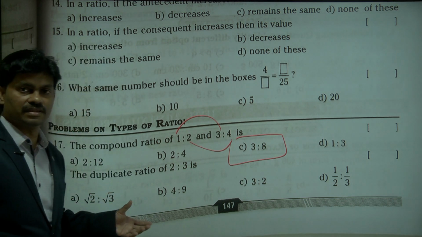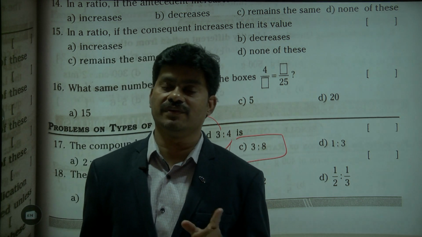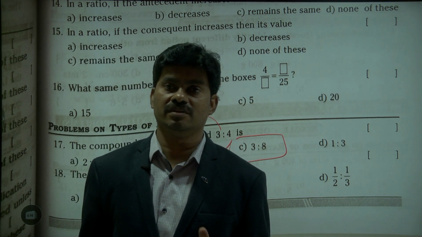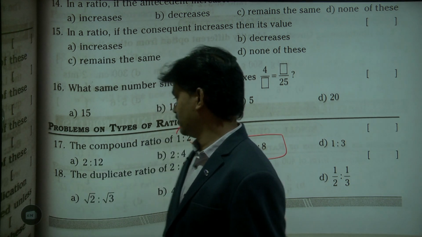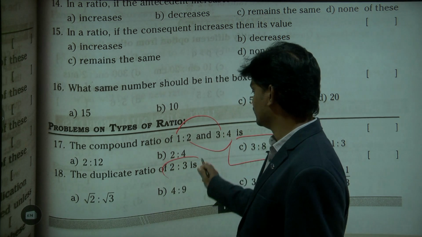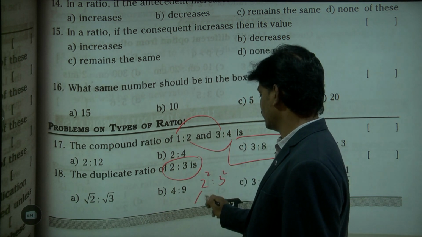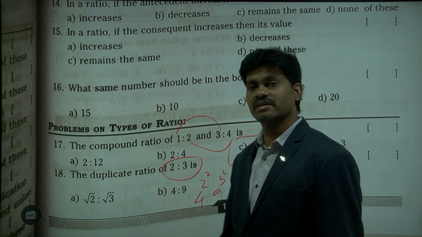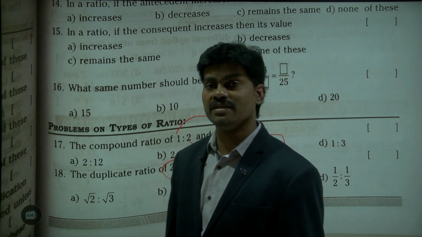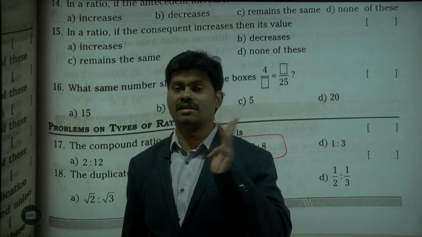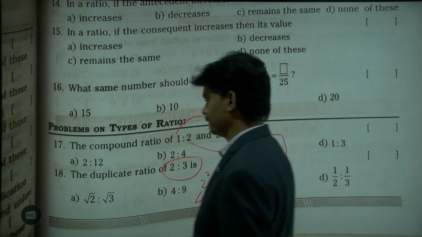Duplicate, just now we have seen, A square is to B square. Subduplicate, square root of A to square root of B. Triplicate, A cube is to B cube. Subtriplicate, cube root of A to cube root of B. Now A square, B square, with 2 and 3, what is the answer? 2 square is to 3 square, 2 twos are 4, 3 threes are 9. 2 square means we have to multiply the same number, 2 into 2. 2 cube means 2 into 2 into 2, 3 times, not 2 into 3, right? So the answer is 4:9. Please check.